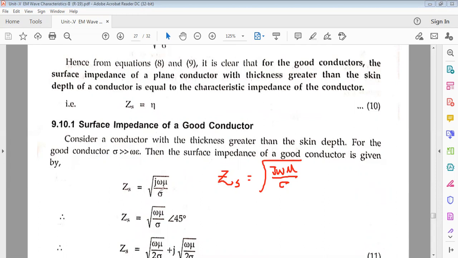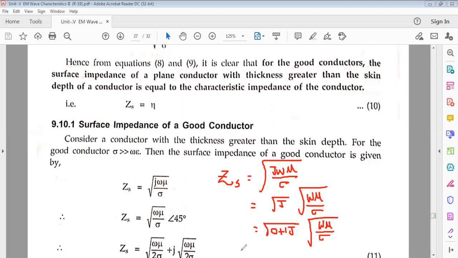Conductivity is nothing but the sigma here. That is equal to, you can change this as under root of j and under root of omega mu by sigma. So I'm rewriting this function as under root of j and under root of omega mu by sigma. So under root of j means under root of 0 plus 1 into j. This is a complex function actually, times omega mu by sigma.